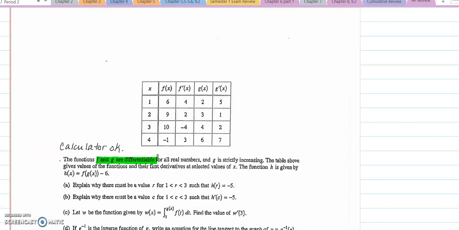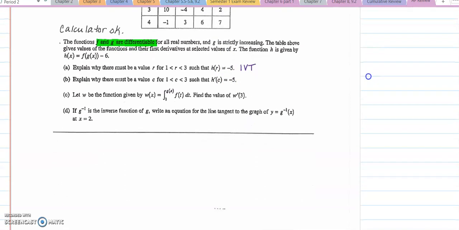are continuous. Part A, explain why there must be a value r for 1 less than r less than 3 such that h of r is equal to -5. So when I read that, I immediately think intermediate value theorem, because here is a problem where we need to show that this output is possible. So I'm going to write my conditions of my theorem.